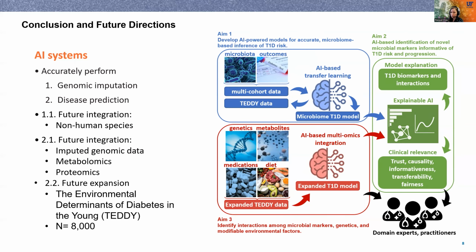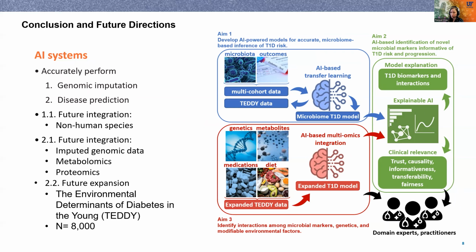So those were the two AI systems that I wanted to explain a little bit about today. As a conclusion, we can see that both systems can accurately perform genomic imputation and disease prediction. Of course, there are multiple places where we can improve the system and further expand it. For example, for the imputation system, we are planning to expand the system to non-human species. So far, we have only worked on imputation of human genomes.